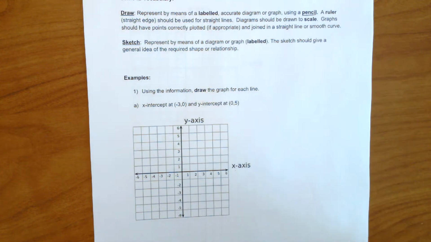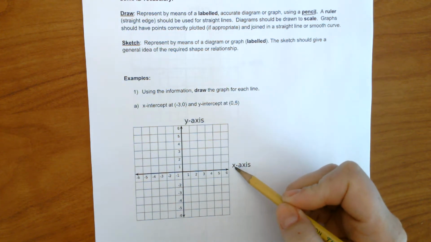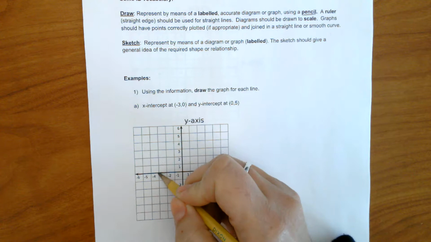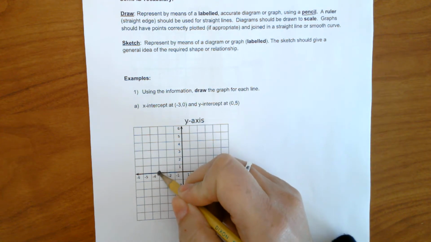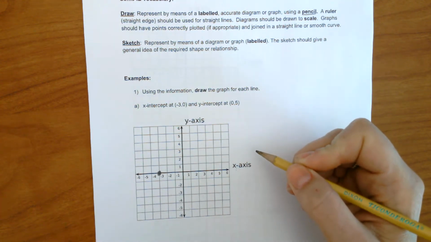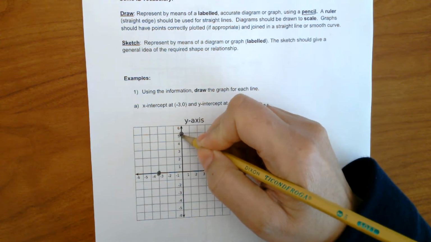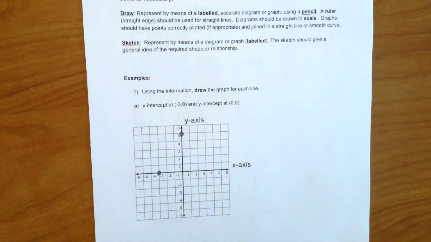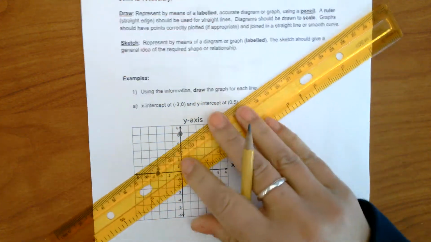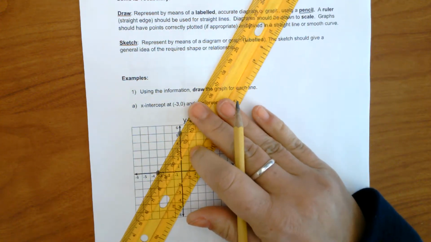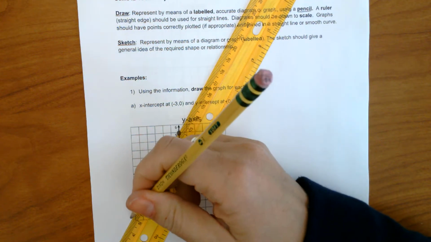All right, here we have part A, x-intercept at -3, 0, and y-intercept at 0, 5. So x-intercept, we're going to go to the x-axis, and we're going to go to -3 and make a point. Then we're going to go to the y-axis, go to +5 and make a point. 1, 2, 3. Then we're going to take our ruler, which is our straight edge, and we're going to connect these with a line.